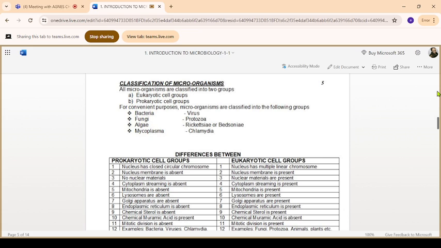Also, in prokaryotic cells, cytoplasm is absent, while in eukaryotic cells, cytoplasm is present. And then in prokaryotic cells, mitochondria is absent, while eukaryotes have mitochondria. Lysosomes are also absent in prokaryotic cells, while eukaryotic cells have lysosomes present in the cell.